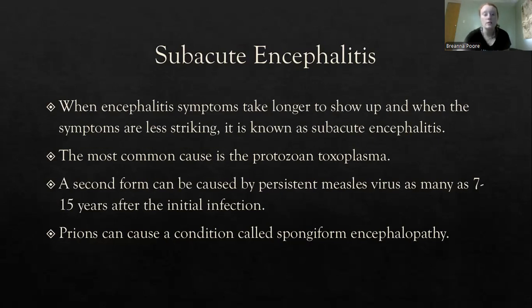Subacute encephalitis. When encephalitis symptoms take longer to show up and when the symptoms are less striking, it is known as subacute encephalitis. The most common cause is the protozoan toxoplasma. A second form can be caused by persistent measles virus as many as 7 to 15 years later after the initial infection. And prions can cause a condition called spongiform encephalopathy.